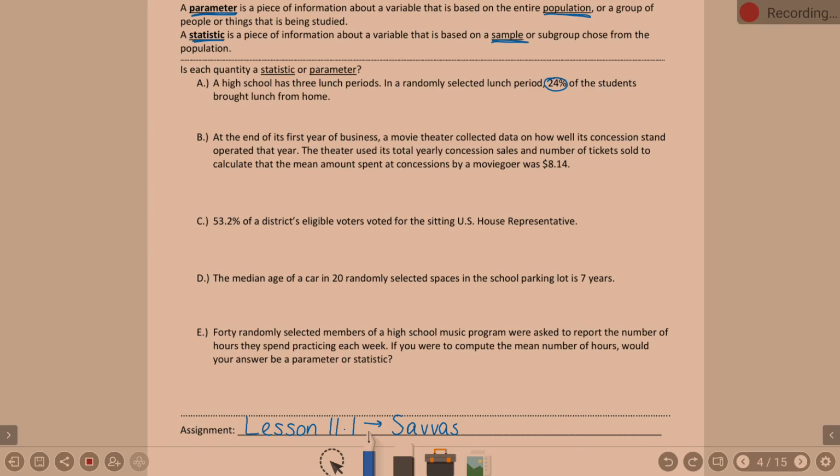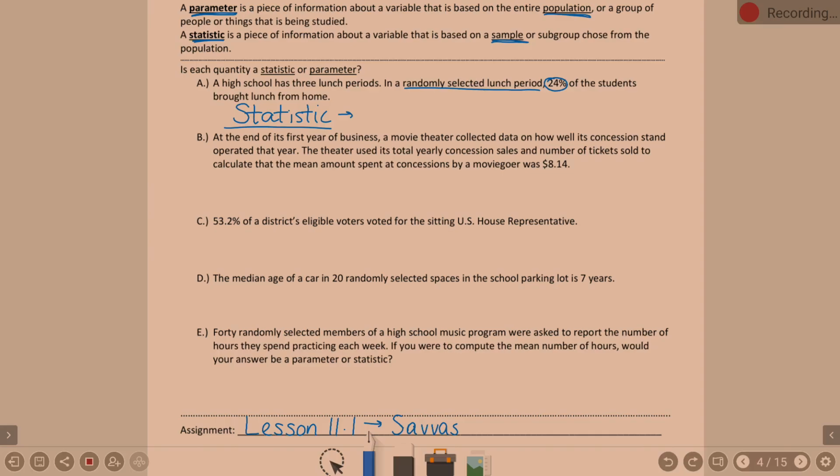Why statistic? Because it's for a specific lunch period, not for the whole. The population here would be all 3 lunch periods, right? This 24% is in a randomly selected lunch period. So in one of the lunch periods, that sample, 24% of the students brought lunch from home. So 24% just describes a sample because it's describing just one lunch period. Does that make sense? So for that reason, since it's talking about a sample, this is a statistic.